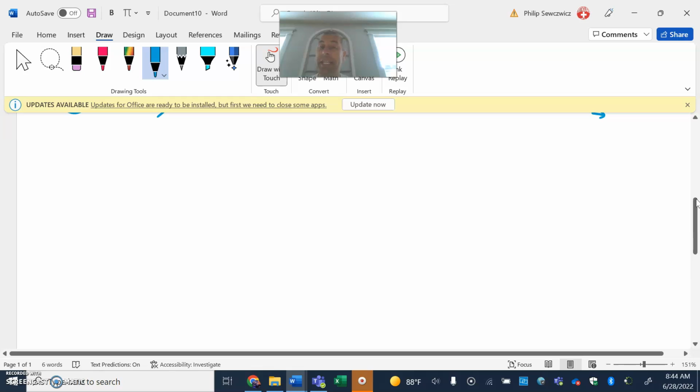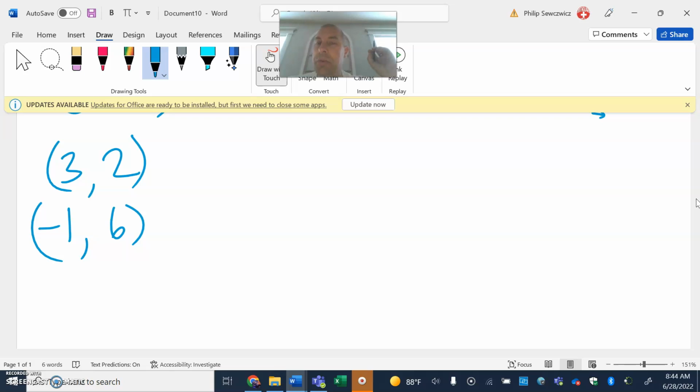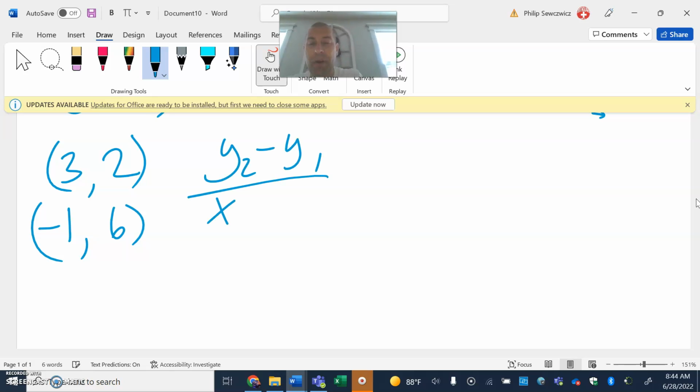All right, so then other things they're going to give you is they're only going to give you points. So they might just give you the ordered pair 3, 2. And they might give you the ordered pair, let's say, -1, 6. And they're like, hey, write the equation of a line. Well, remember, you need a point and a slope. You've got 2 points. So we're going to use this to be like, wait a second. Oh, yeah, I've got a slope formula that, when given 2 points, we can do.